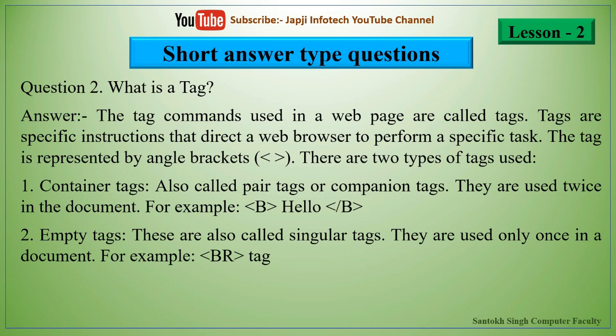Second one is empty tag. These are also called singular tags. They are used only once in a document. For example, left angle bracket BR, right angle bracket, close tag.